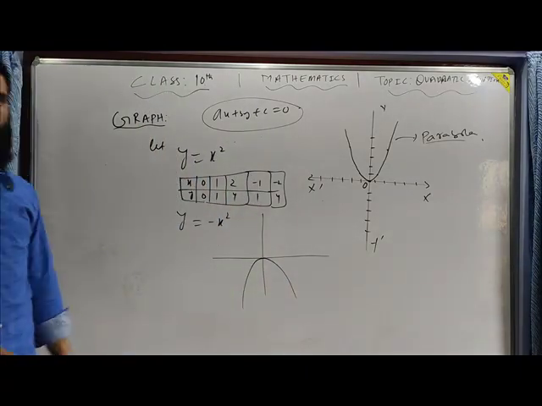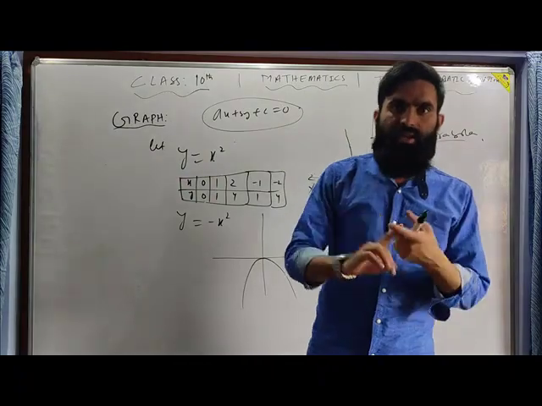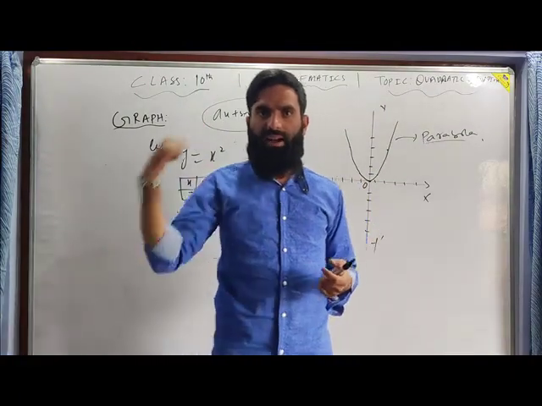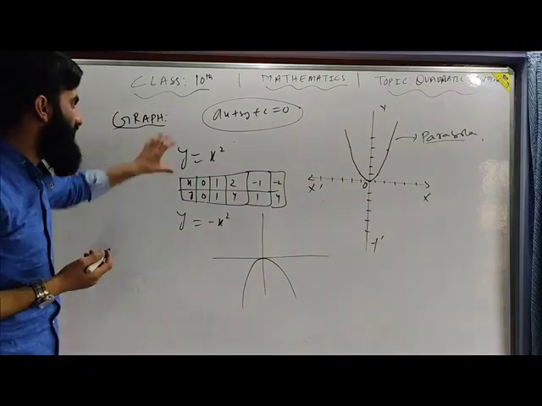So this kind of a parabola will be this, okay? Based on this kind, we have four types of parabolas: upward parabola, downward parabola, right-hand parabola, left-hand parabola. Now, it depends upon the situation, what kind of a situation you have, and the graph will be according to that.